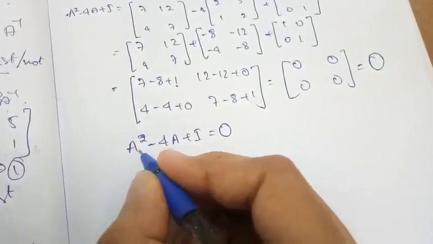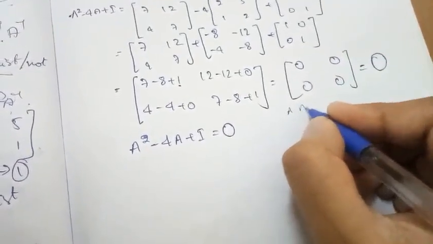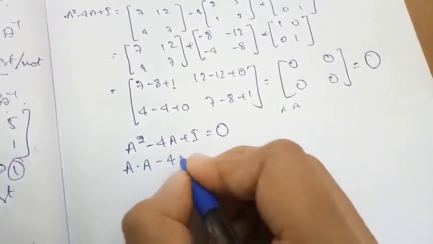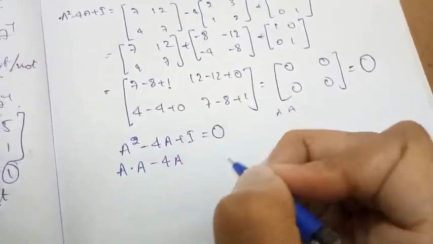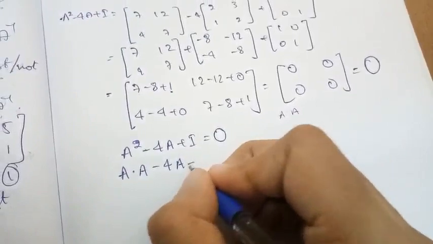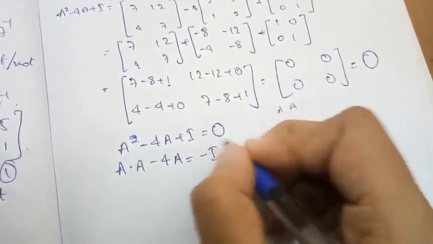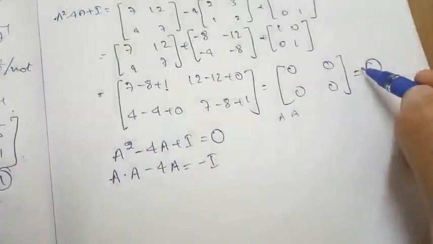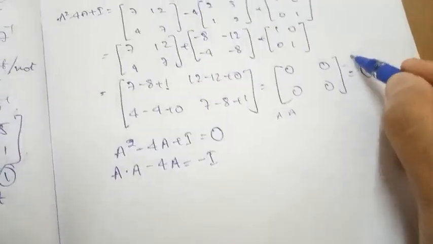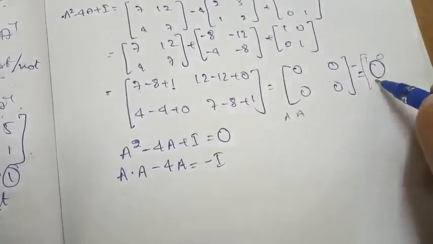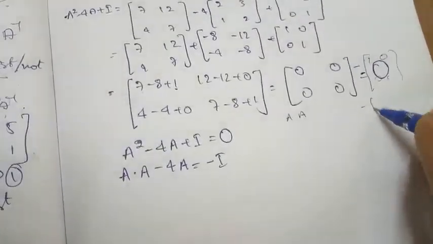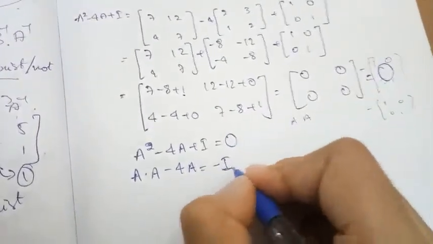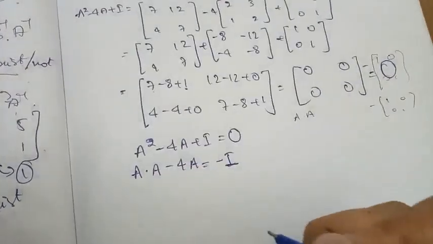So I can write this A square as A into A, right? So I'll write that one as A into A minus 4A. I'll take this identity matrix to the RHS, so it becomes minus I. 0 is nothing but the zero matrix. If I subtract from the identity matrix 1 0 0 1, we are going to get minus 1 0 0 1. So that is what? Minus I. Okay, so I have got this matrix.